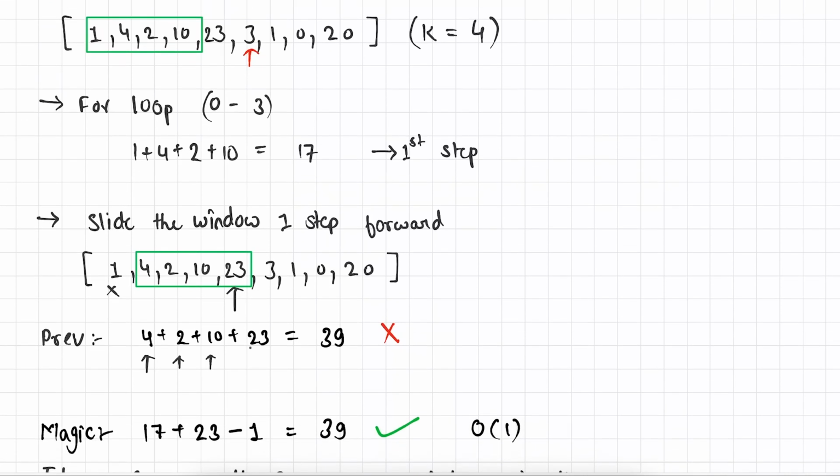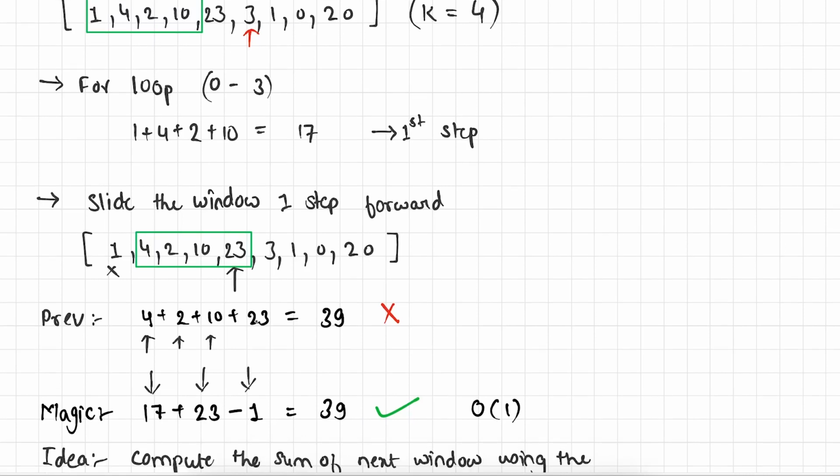Okay, so this is the magic of sliding window, that we no more have to run a loop to compute the sum of k elements. All we have to do is get the sum of the previous window, add the new element to it and subtract the first element of the previous window, and this is how we get the sum of the next window.